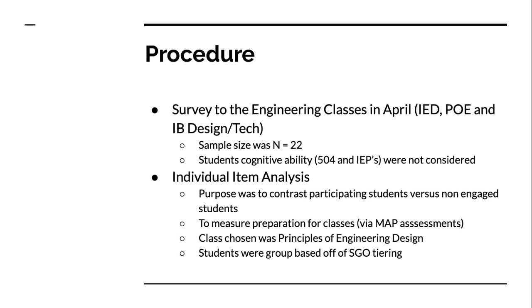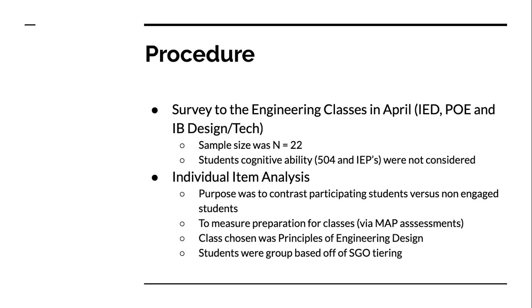I did also an individual item analysis. The one class that I've noticed has a distinct drop off from both of my other classes is the Principles of Engineering Design class. So I wanted to take an old assessment from earlier in the year, and then I grouped them based off of their participation score on their student growth objective, or SGO. Does everybody know what an SGO is?